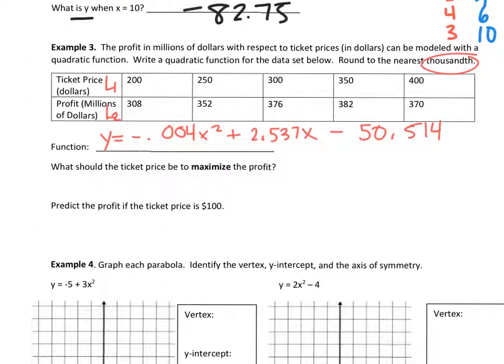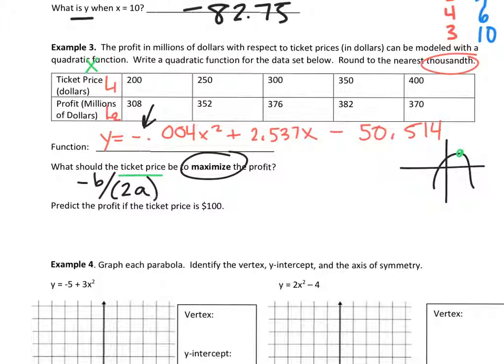So what should the ticket price be to maximize the profit? So I need to find the maximum. If you remember this parabola, because A is negative, it's going to open down, so it's going to have a maximum. Ticket price is your x, so I'm going to find the vertex. I'm going to do just the x-coordinate of the vertex, so it's going to be opposite B divided by 2A. So this is going to be the opposite of 2.537 divided by 2 times A, which is negative 0.004.